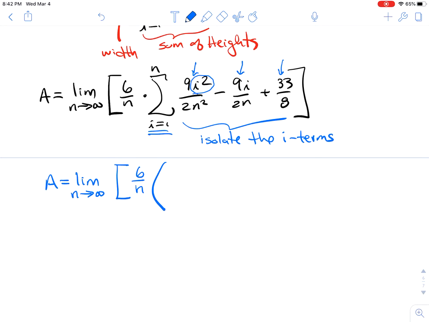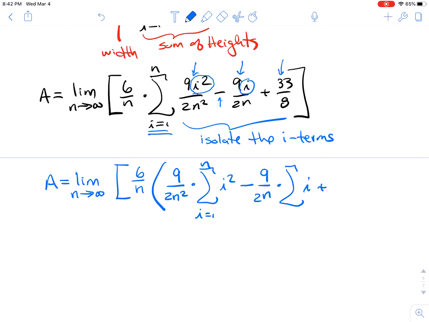I want to get i squared by itself in the summation, so the 9 over 2n squared I will pull out as a constant times the summation of i squared. And then for the next term, I'm going to take the minus 9 over 2n as my coefficient times the summation of just the i. And then this one has no i terms, it's just a constant, so we can just put that inside and use the constant rule for summations.